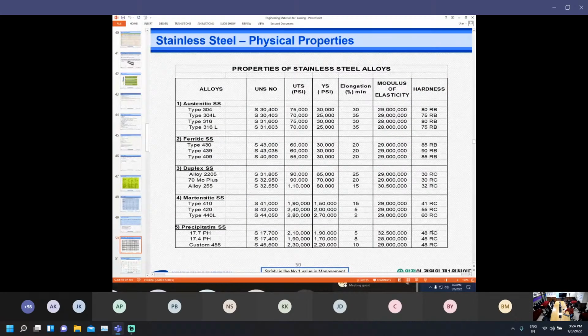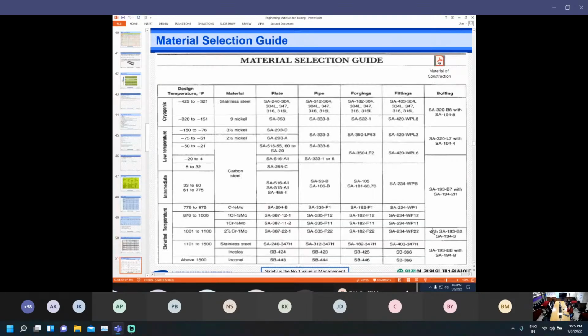So these are some physical properties also: hardness number, ultimate tensile strength, yield strength. So you can take a photo. In the ASME code Section 2 Part D, the physical properties are given.